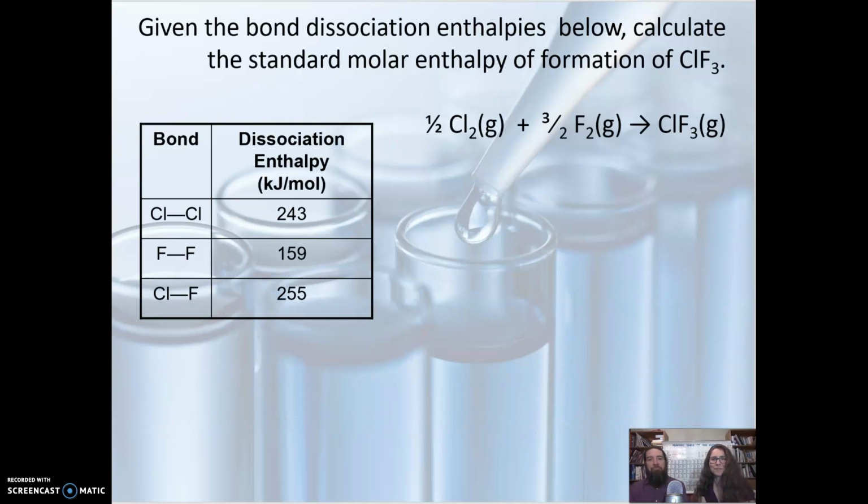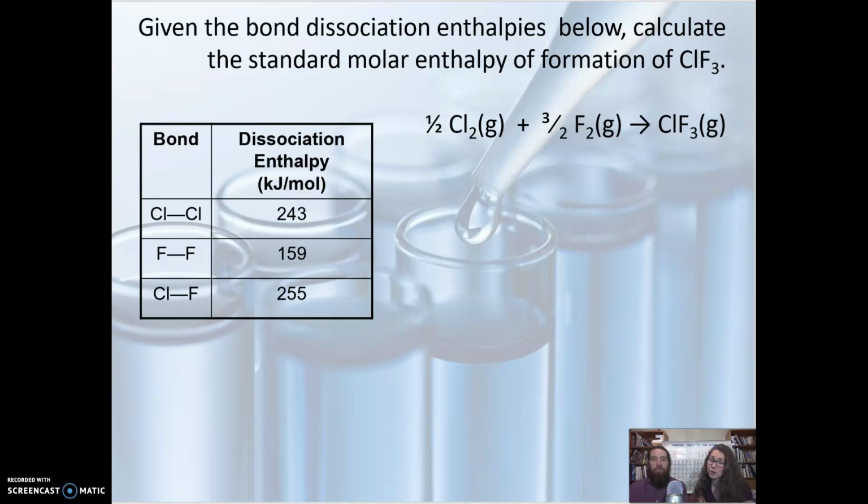Right. So here's another example. So we're given these bond dissociation enthalpies. So this is how much energy it would take to break this bond. It's also the energy that it would take to form. Okay, it's just a different direction of the energy. So we have chlorine gas again, and this time we're reacting with fluorine gas and making ClF3.